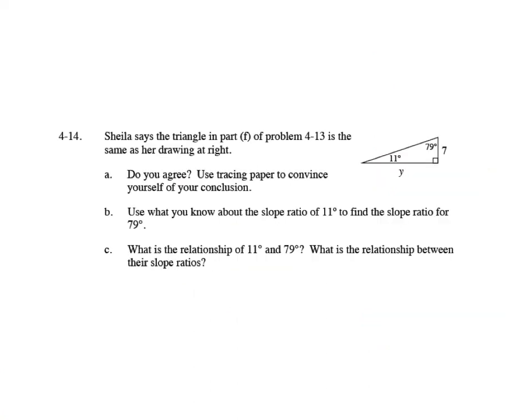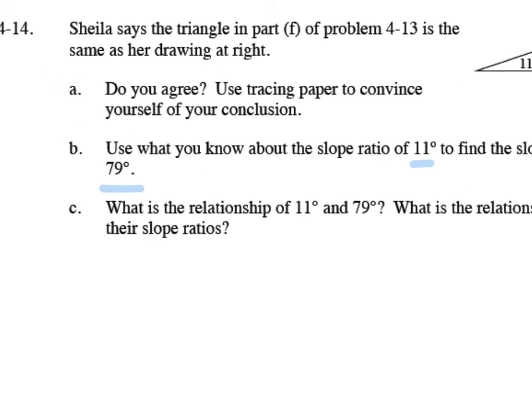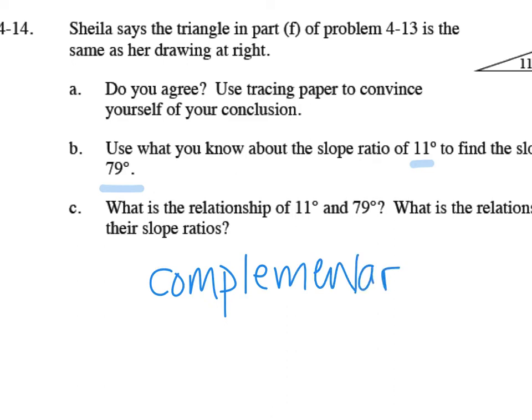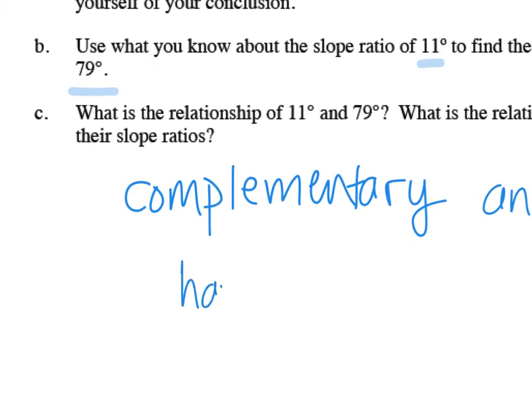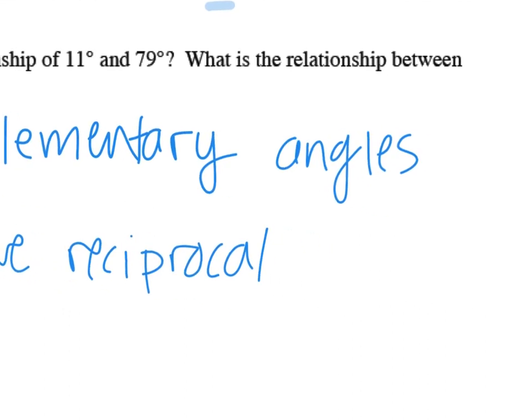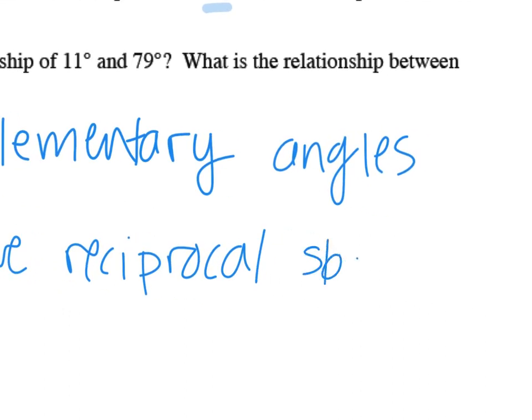In problem 14, what we're going to do is just reiterate what we did in part F. What I want you to recognize is that 11 degrees and 79 degrees are complementary with one another. So remember, complementary angles are angles that add up to 90 degrees. And complementary angles have a specific relationship when it comes to slope ratios. So complementary angles have reciprocal slope ratios. And that was established in the previous problem on letter F.